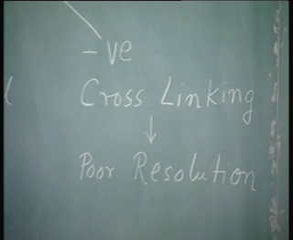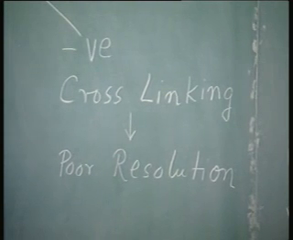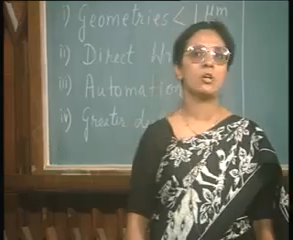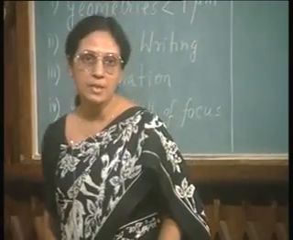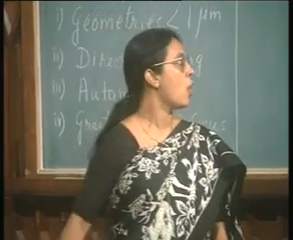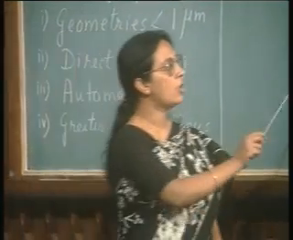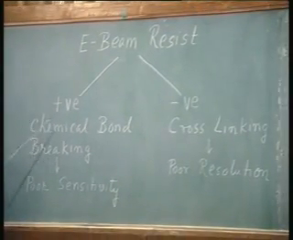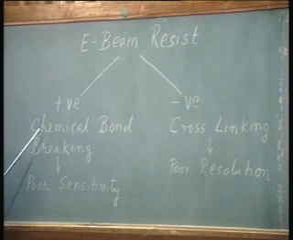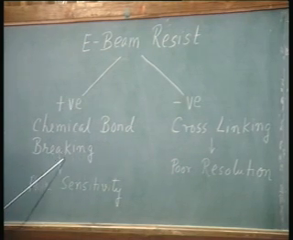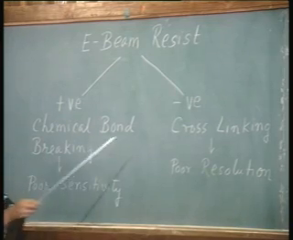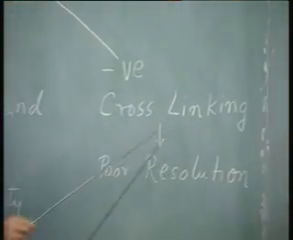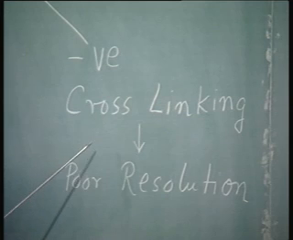This is what I meant when I said that when irradiated, the resist changes its properties. Now, electron beam resists are also organic material. They are basically organic polymers, and upon irradiation either of the two things can happen. That is, either the molecule of the polymer can break, that is called chemical bond breaking, or else they can form bigger molecules by cross linking, making a 3-dimensional structure.